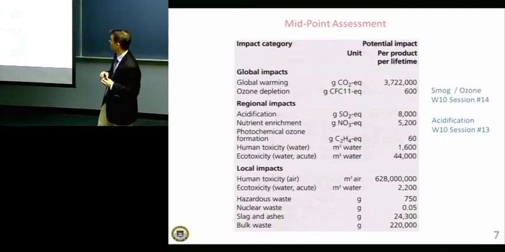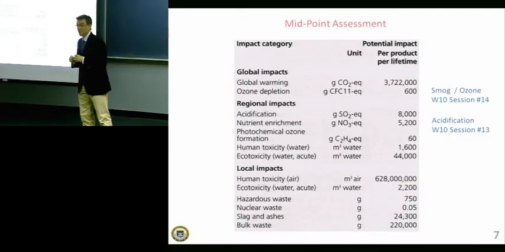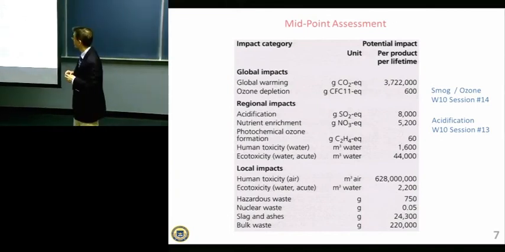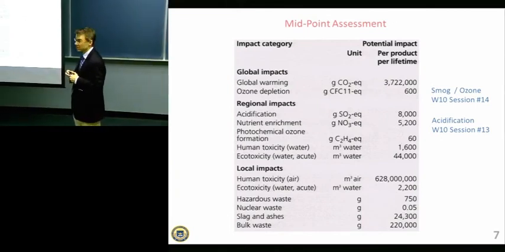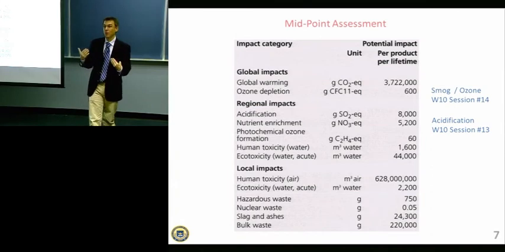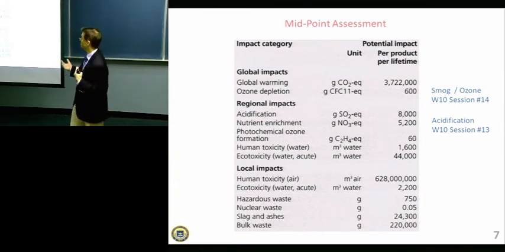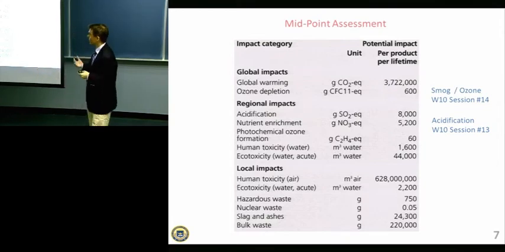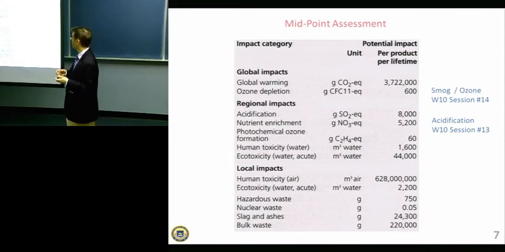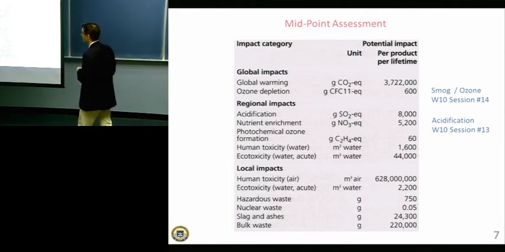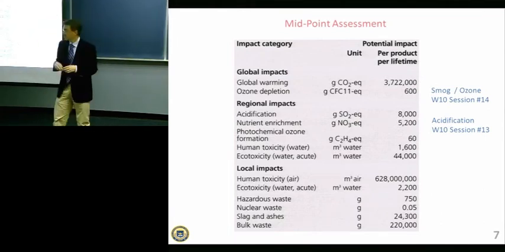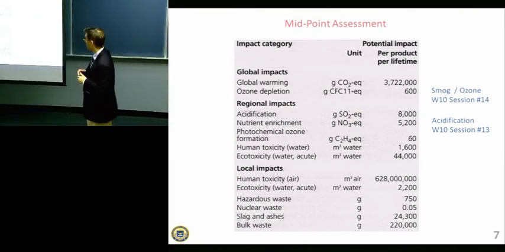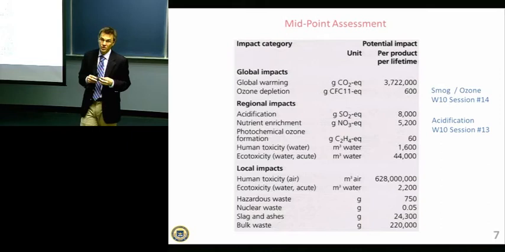Okay, midpoints and endpoints. So these are midpoints that we looked at for the refrigerator based on the inventory. So we've talked a little bit about global warming, and we've talked a little bit about ozone depletion already. And we might express a characterization of global warming as being equivalent CO2 concentrations. And there's actually different ways to do that CO2 equivalency that we won't get into here. For ozone depletion, you might talk about equivalent emissions of CFC-11. Let's go down the list further, at least a couple more of these. So acidification, what is that?